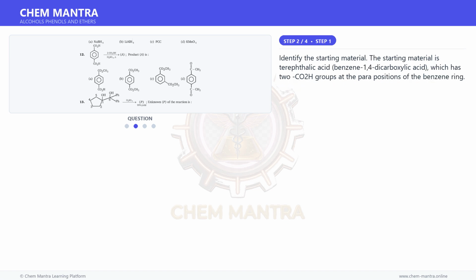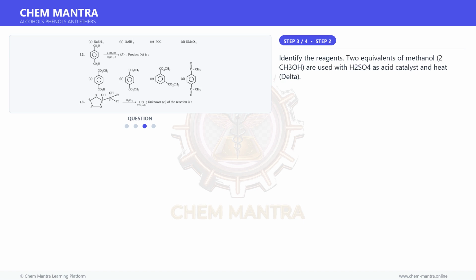Moving on to the next step. Identify the starting material. The starting material is terephthalic acid, benzene-1,4-dicarboxylic acid, which has two CO2H groups at the para positions of the benzene ring.